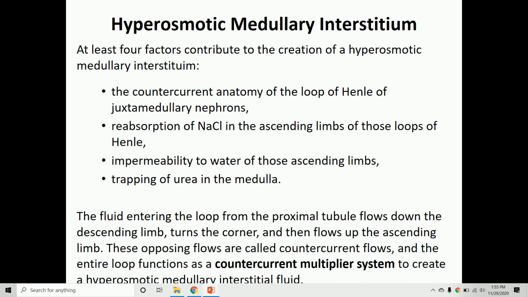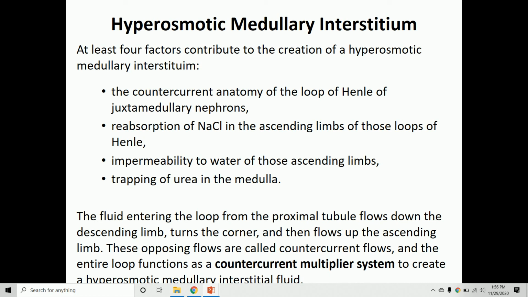Now, what about the hyperosmotic medullary interstitium that I said I will talk about later? Well, this is later. This is related to those juxtamedullary nephrons, where the nephron loops are found in the medulla. There's a countercurrent mechanism going on where there's a descending limb followed by an ascending limb. So you can see how the fluid passes in these two different currents, going down and then going up, hence the name countercurrent.